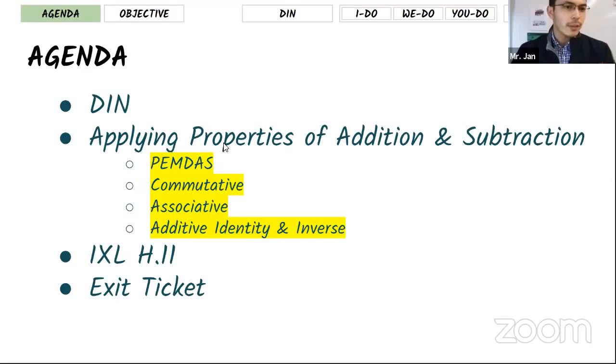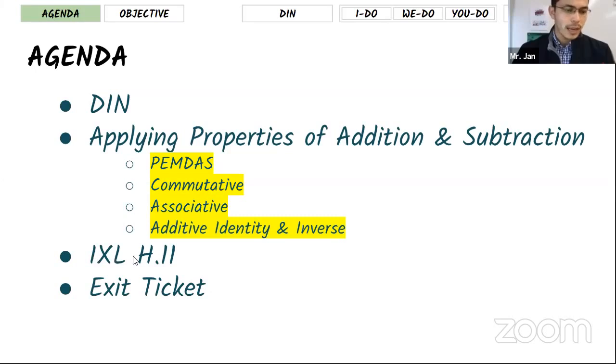Properties are rules that make our job much easier when we do math. These are the properties we learned: PEMDAS, the order of operations. Commutative means switching orders. Associative means grouping numbers based on their types, or doing math a faster way. And the last one is the additive identity or inverse property. We're going to talk about these today.